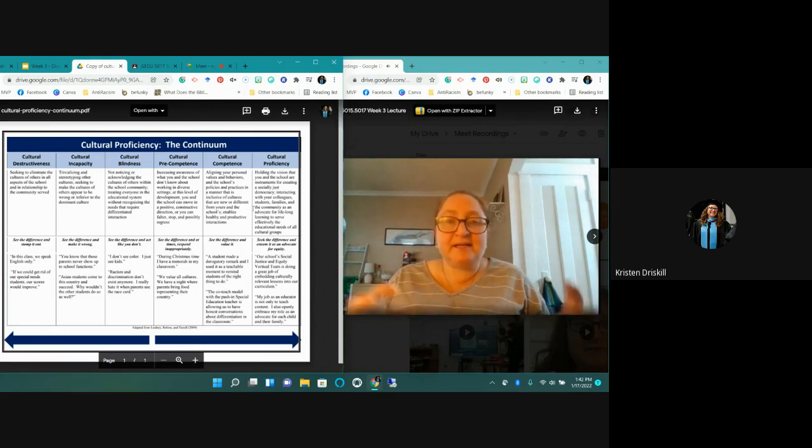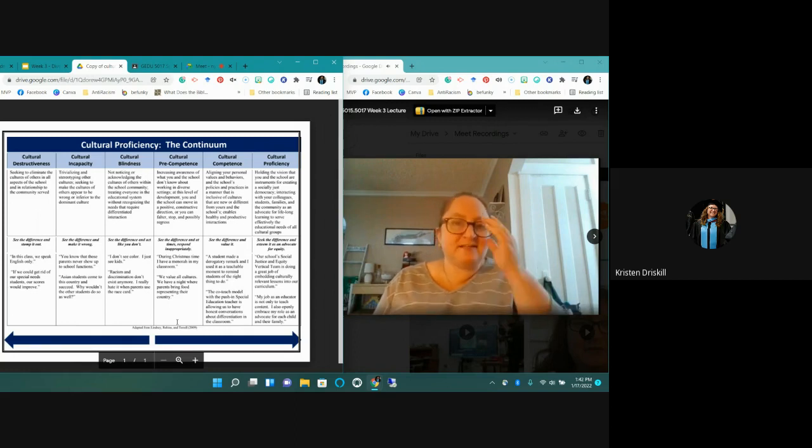The top line is like the definition of each phase in the continuum. The line below is language that you might use if you're at that phase in the continuum. So that might help you figure out where you might fall. But I strongly encourage you to take a look at this and really reflect to figure out where you are, because then that's going to help you figure out where you need to grow. Always with the mindset that you're striving for cultural proficiency.